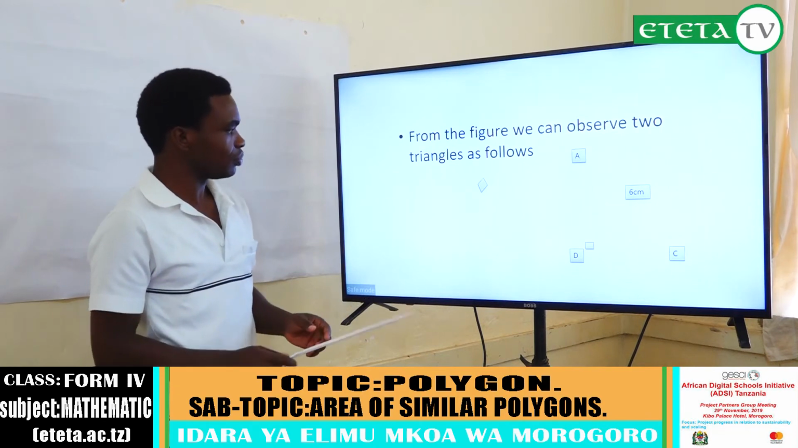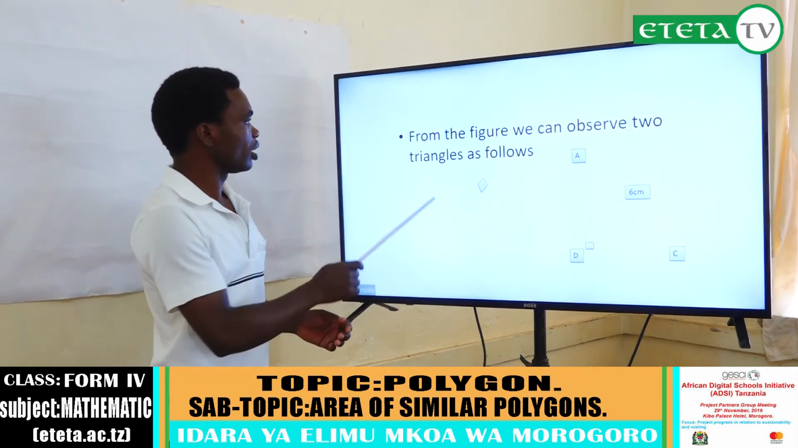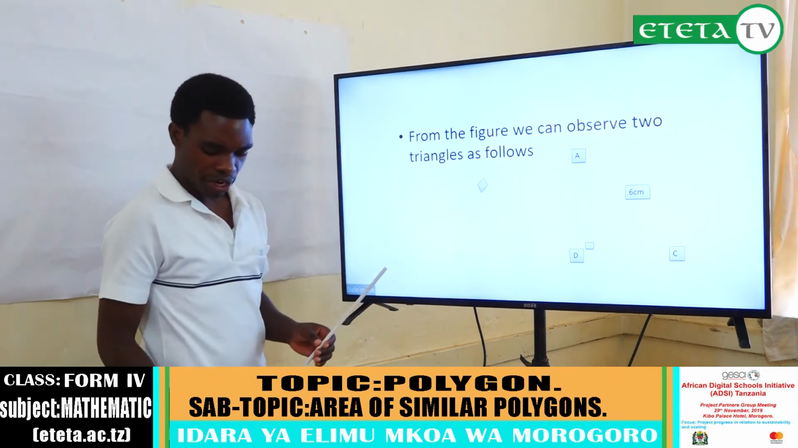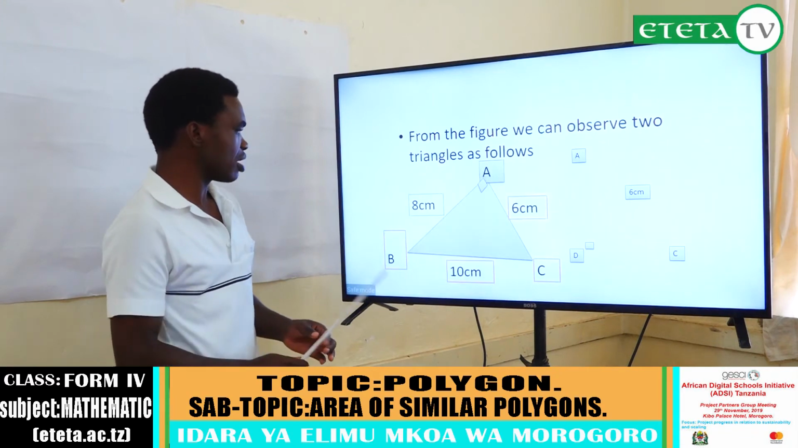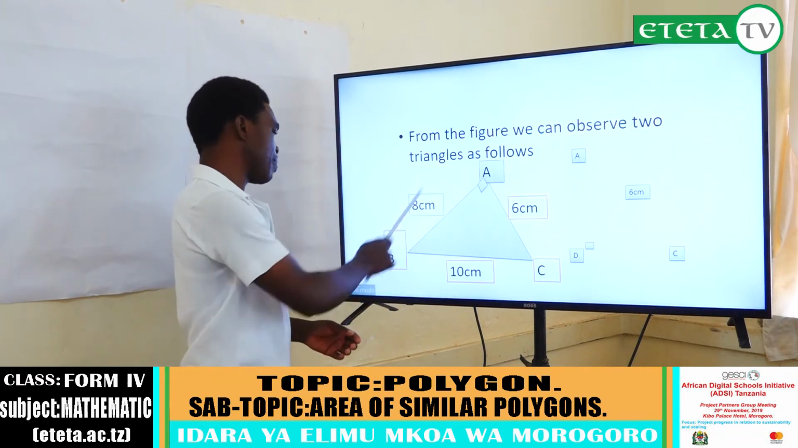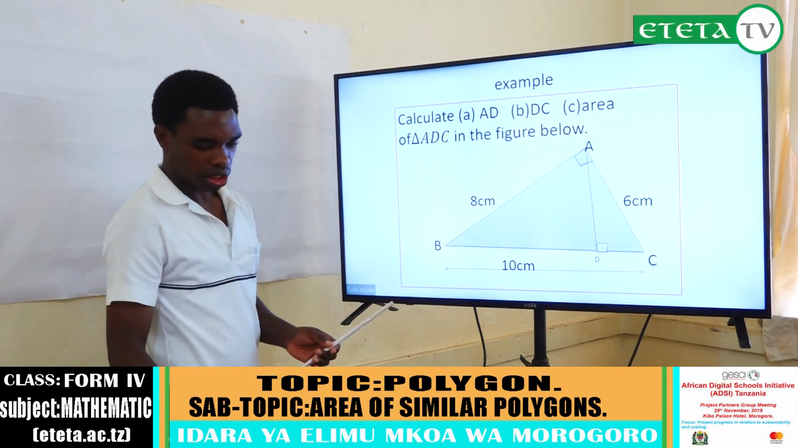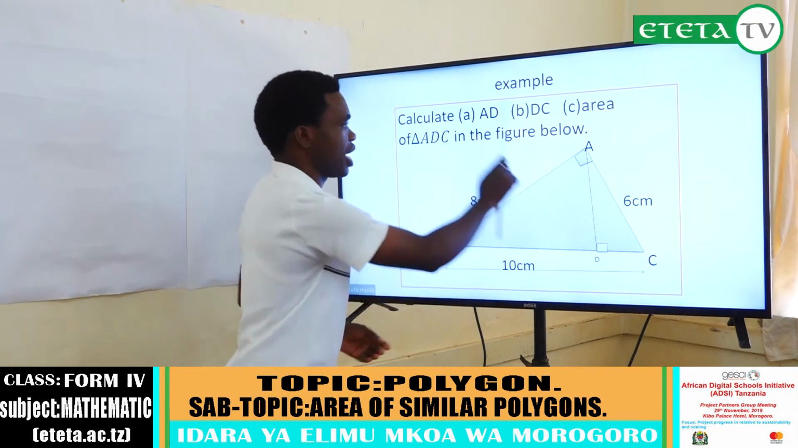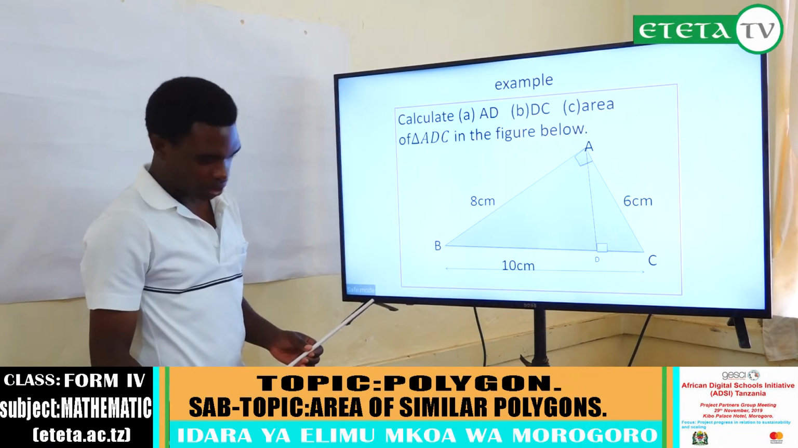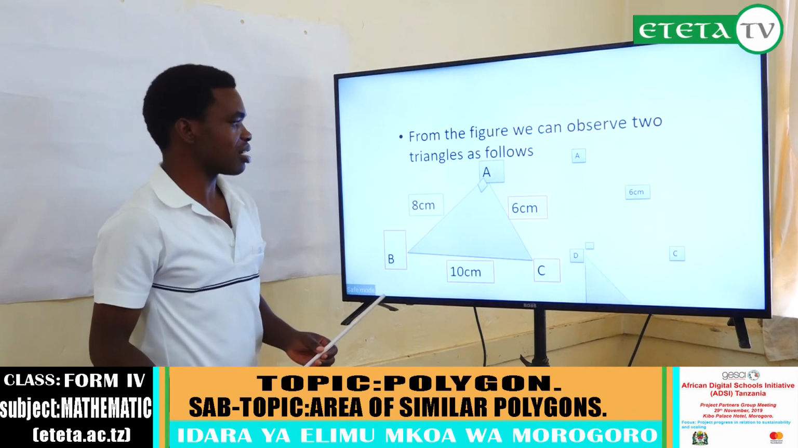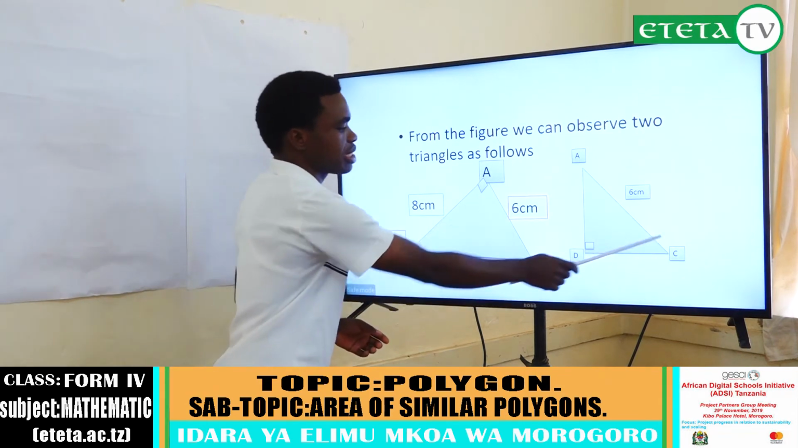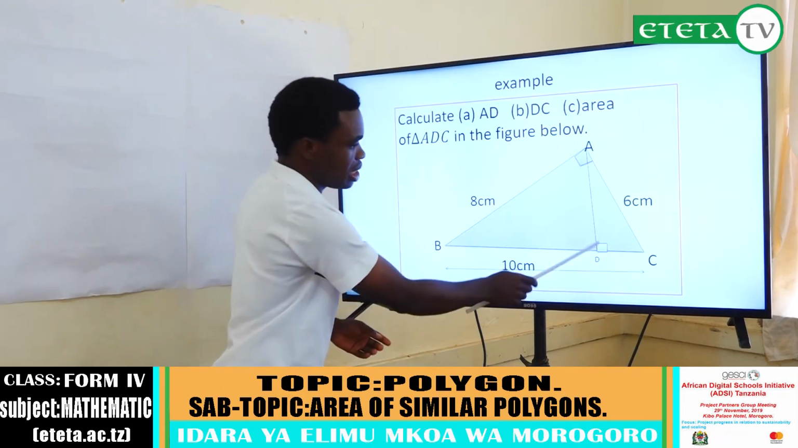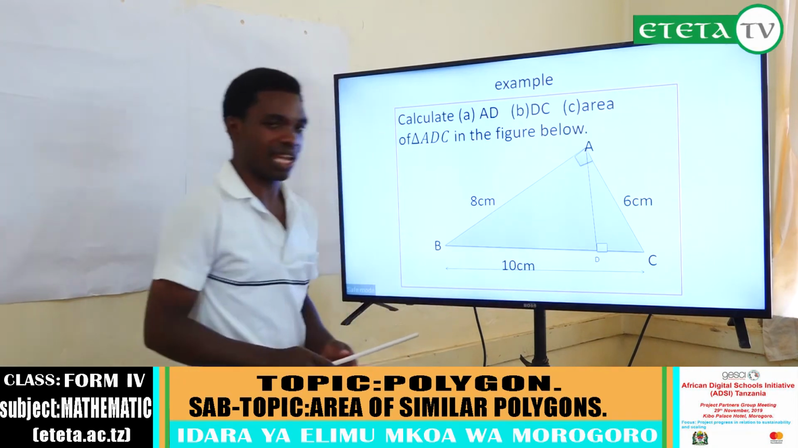Here, from the figure, we can observe two triangles. We can observe the first triangle, which is this one, triangle ABC. This one, the bigger triangle, is ABC. And again, we can observe another triangle, which is triangle ADC. This one on our figure is ADC. This is also a triangle.